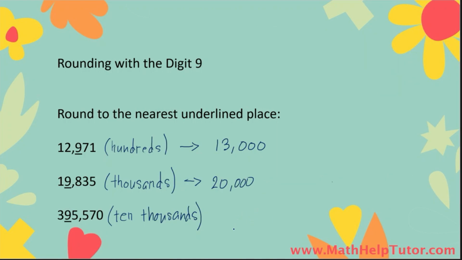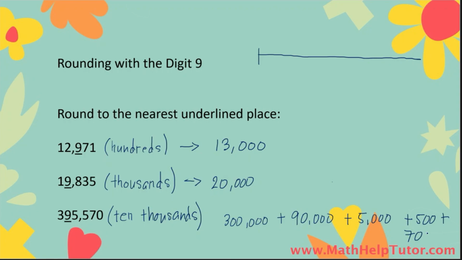And for our last number, we are being asked to round this number to the nearest 10,000ths, which is the place of the underlined digit. So again, to solve this problem, we draw a number line and find the current 10,000ths place. If you're having trouble determining the current place, you could write the expanded form of the number, which is 300,000 plus 90,000 plus 5,000 plus 500 plus 70 plus 0. And we are interested in this place, the 10,000ths place.